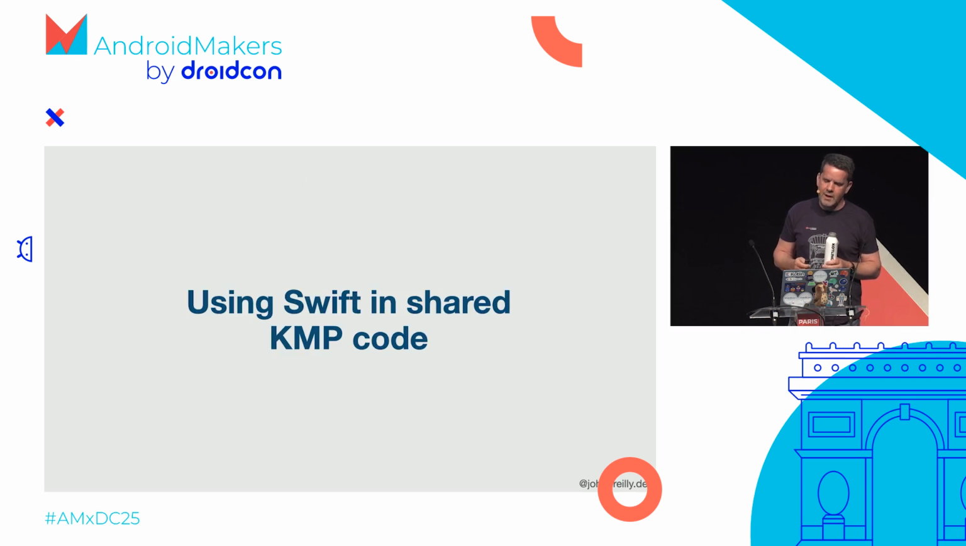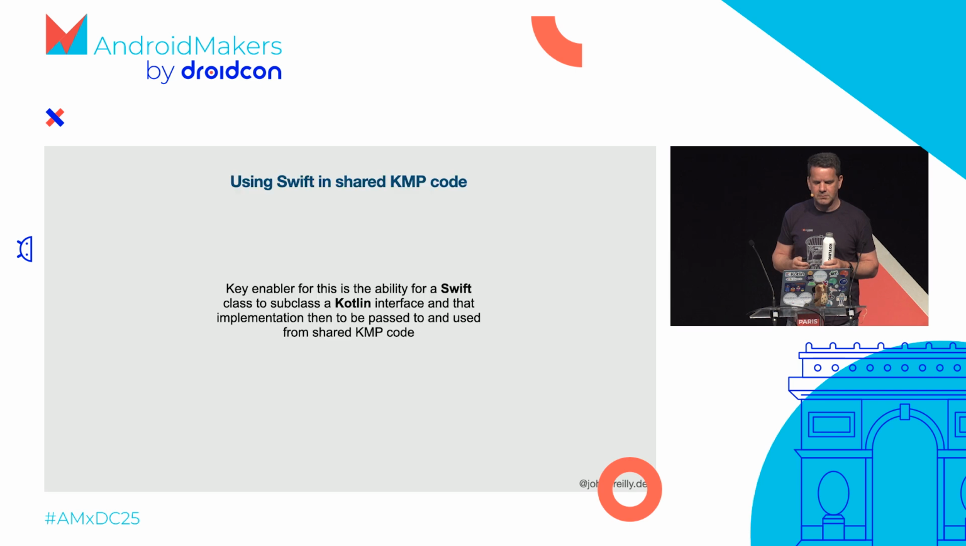Next up, we're going to outline some patterns for using Swift in shared Kotlin code. So to start off with, a key enabler for this is the ability for a Swift class to subclass a Kotlin interface, and that implementation then to be passed to and used from shared code. That approach then is the basis for most of the interop scenarios we'll be describing.